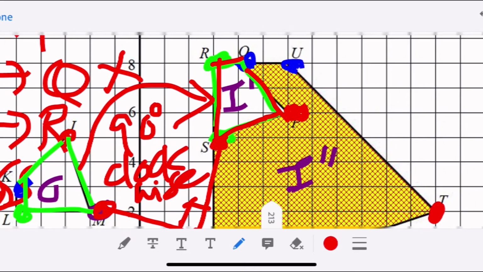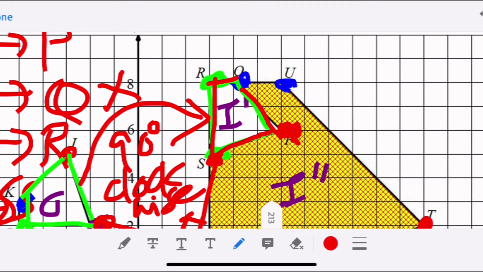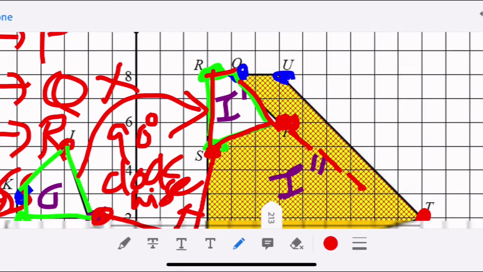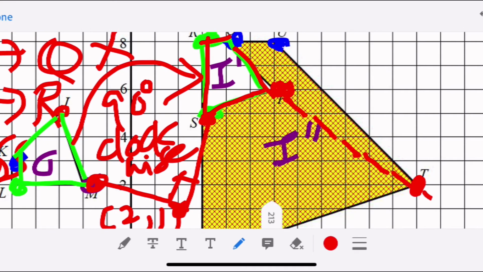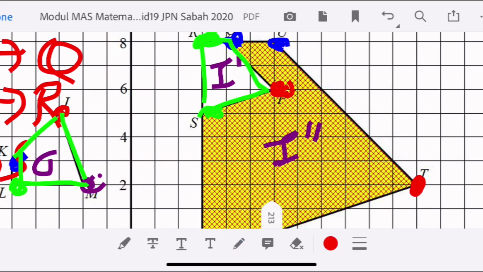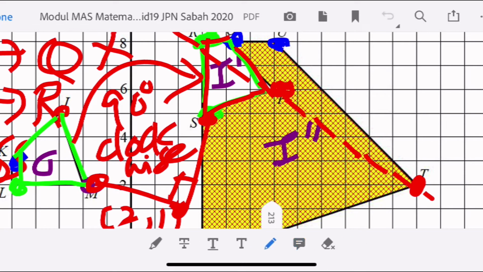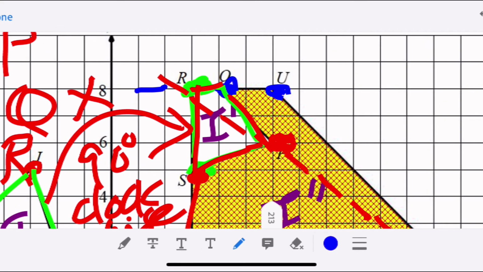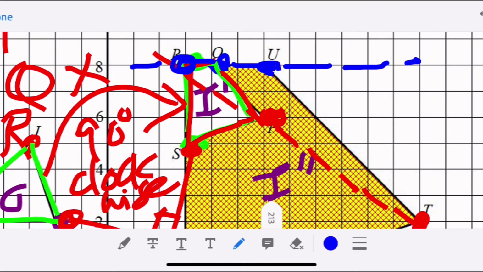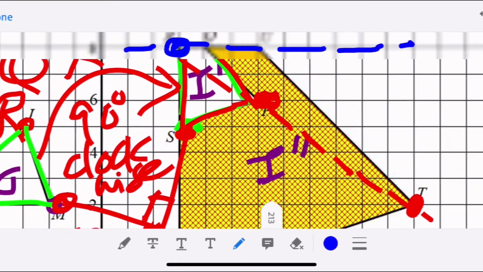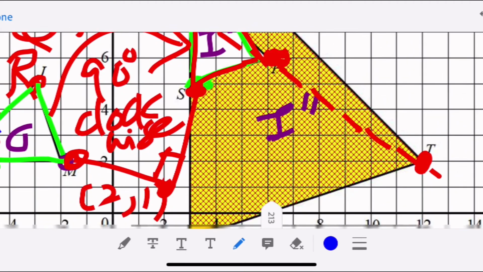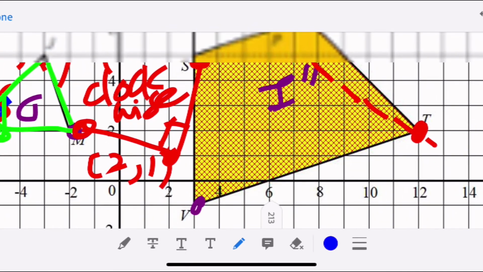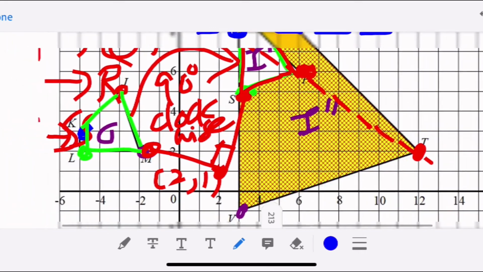And then finally, from the first image, you want to reach a final image. You can use a ruler, connect the same color points, extend them: the red and red, the blue and blue, and the purple and purple. The three lines will be intersecting at one point, and that point is known as the center of enlargement.